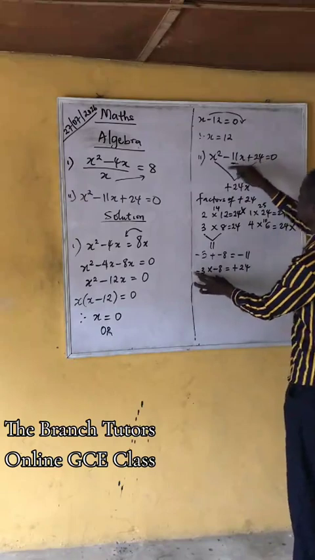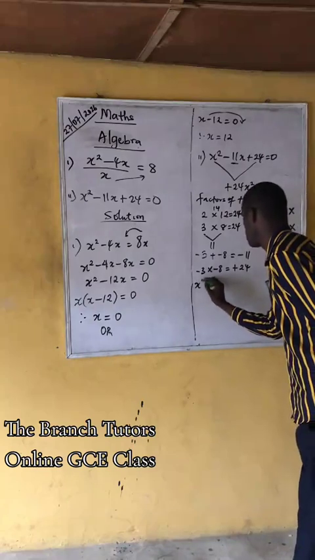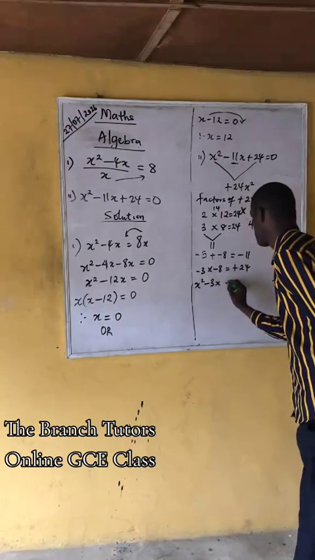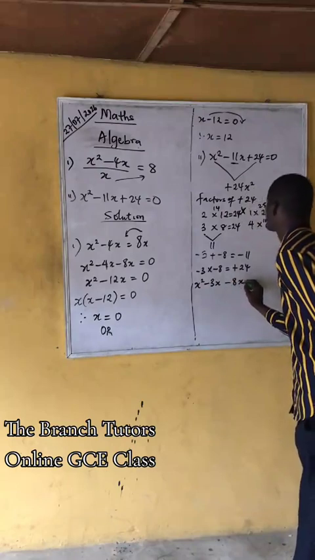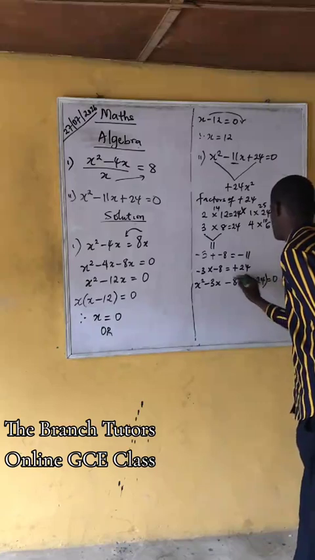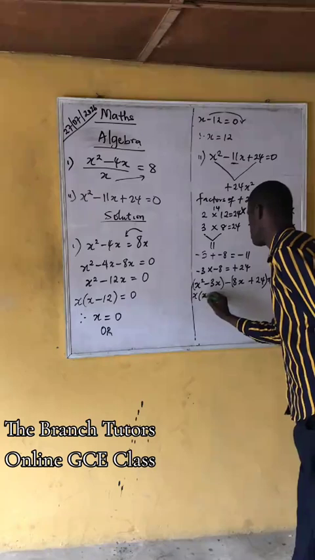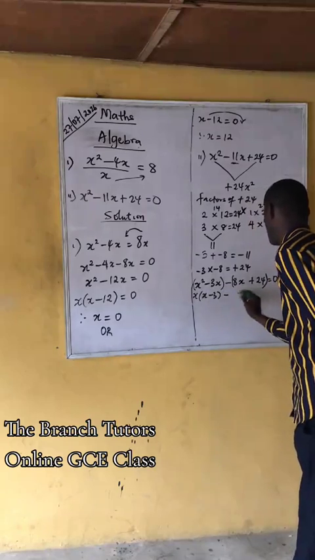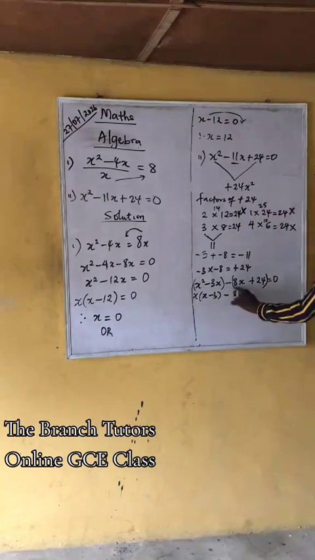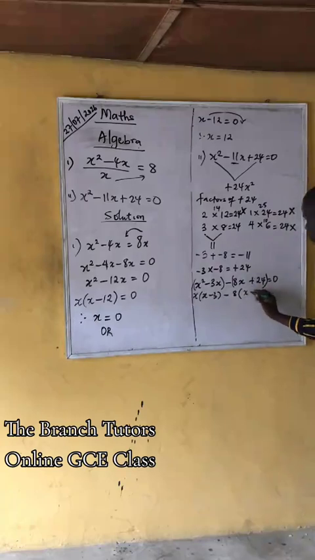So we are going to replace this minus 11x with minus 3x and minus 8x. So we have x squared minus 3x minus 8x plus 24 equals 0. Bracket this place, bracket this place. What is common here? x. x minus 3. What's common here? 8. When you remove 8, what will remain? x. Minus multiply plus is going to give you minus. 8 into 24 is 3, equals 0.